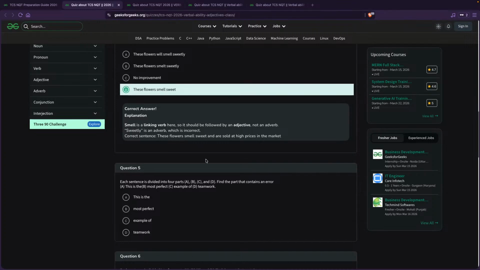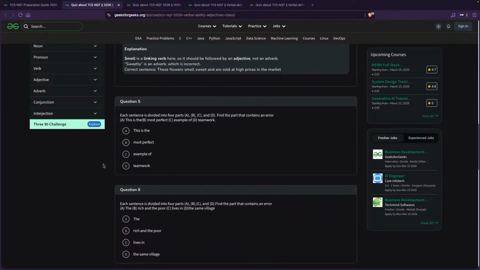Adverb. What is this saying? Each sentence is divided into four parts. Find the part that contains an error.